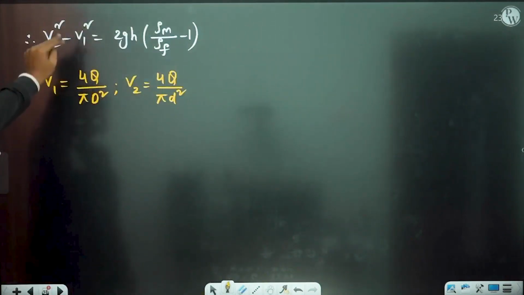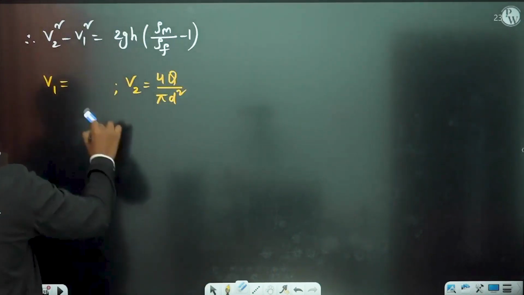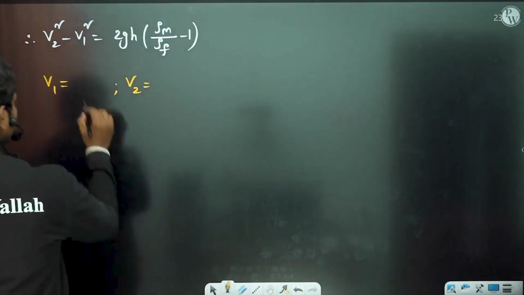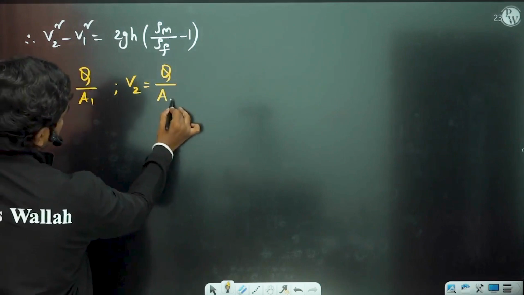Now if you substitute here, instead of writing in terms of diameter, let us keep it in terms of areas, q by A1 and q by A2, which would be better, because otherwise the terms will be very large unnecessarily.